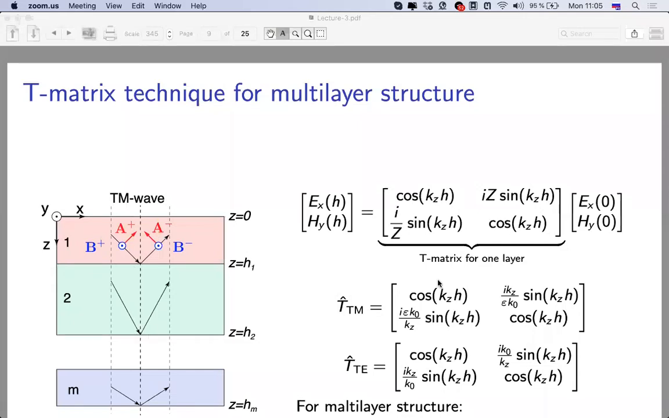But actually, you can change the thickness h. You can take not z equal to h2, but some value less than h2. In this case, you can find the value of the electric and magnetic fields at any position inside the layer, because h is just a variable. You can take h equal to here, here, here, and when z equals h2, it will be the full layer.